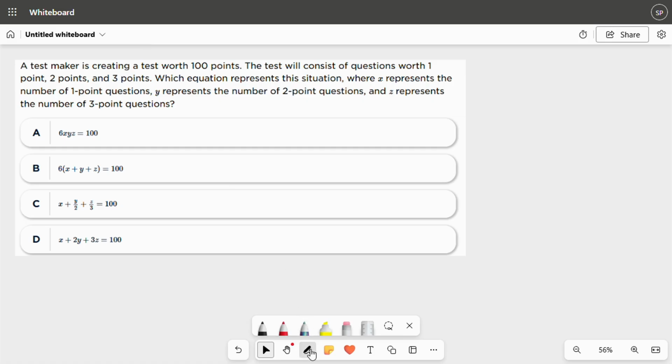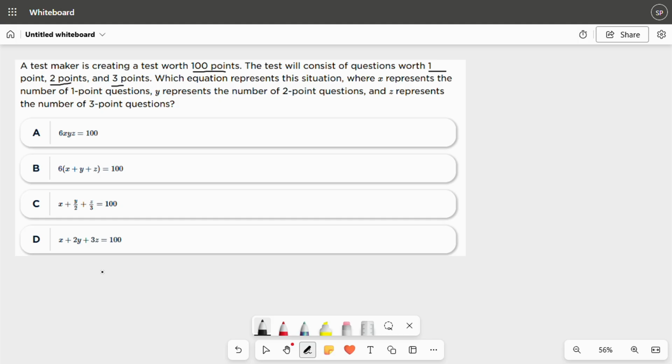Okay, let's see this. A test maker is creating a test worth 100 points. The test will consist of questions worth 1 point, 2 points, and 3 points. Which equation represents a situation where x represents the number of 1-point questions, y represents the number of 2-point questions, and z represents the number of 3-point questions?